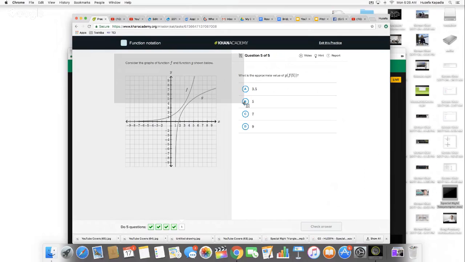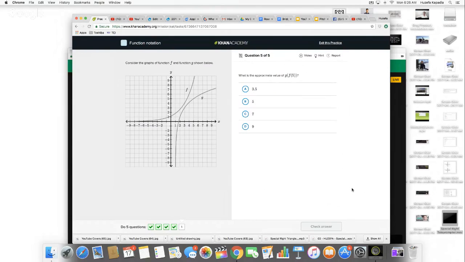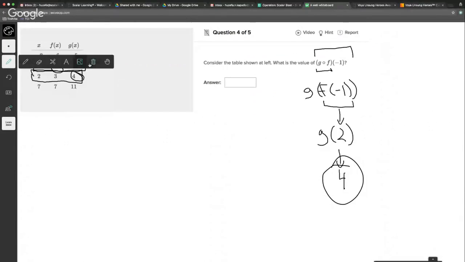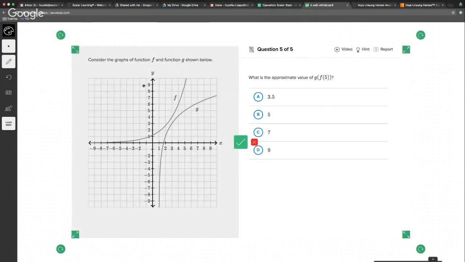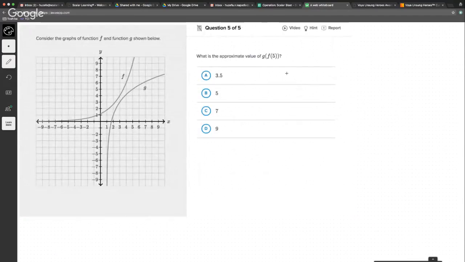Okay. Question number 5. Here we go. Here we go with the finale of the whole ordeal. Let's check this out. Consider the graphs of the function f and function g shown below. What is the approximate value of g of f of 5? g of f of 5.